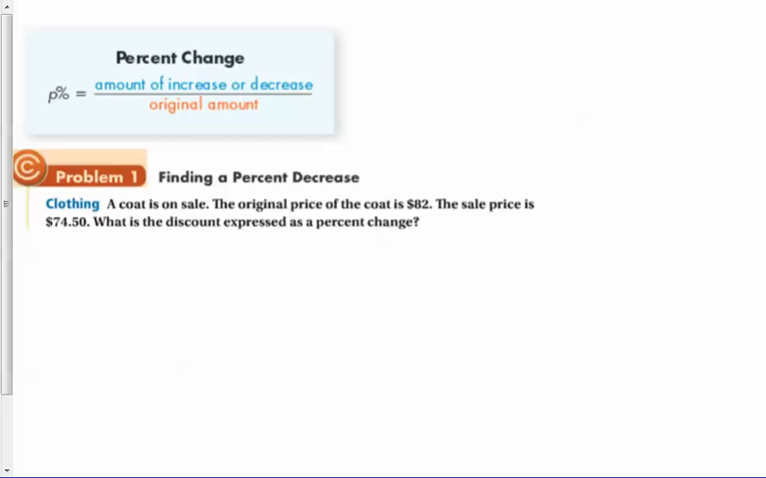So a coat is on sale. The original price of the coat is $82, and the sale price is $74.50. What is the discount expressed as a percent change? So what you do is you take your 82 and subtract 74.50, and you divide that by the original amount, which was $82. Then we times that by 100%, and you get it.